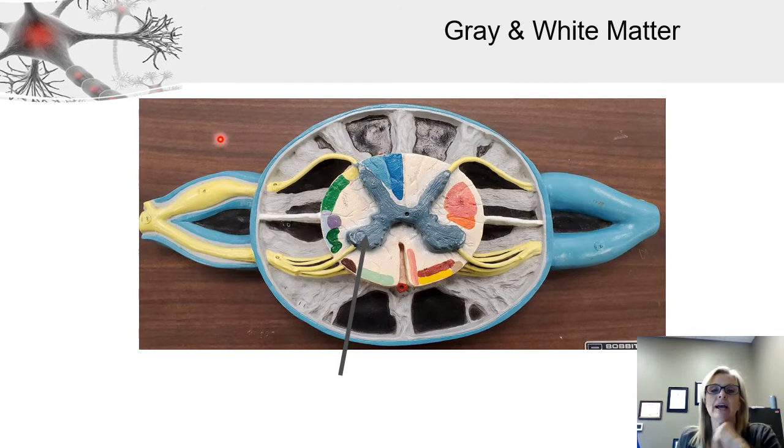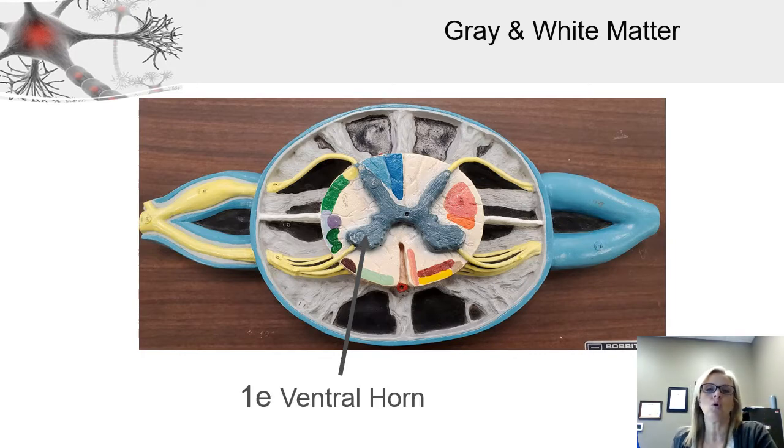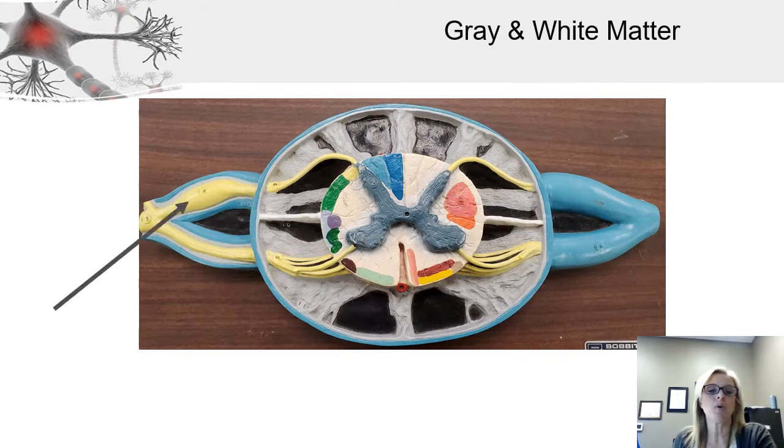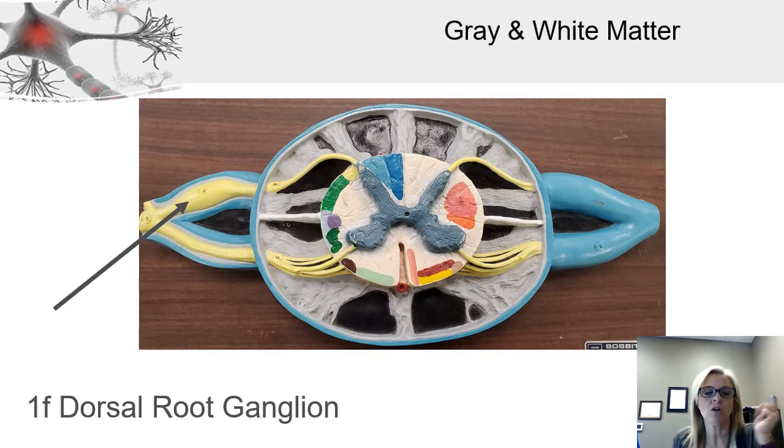All right, so still looking at gray matter here. So what is this portion right here? Okay, that is going to be the ventral horn, and it contains the cell bodies of motor neurons. And remember, the dorsal horn contains the cell bodies of sensory neurons. So this one is pointing to this group or cluster of cells here, okay? And so what is the anatomical term and the name? Dorsal root ganglion. Remember, gang is a cluster, so ganglion.